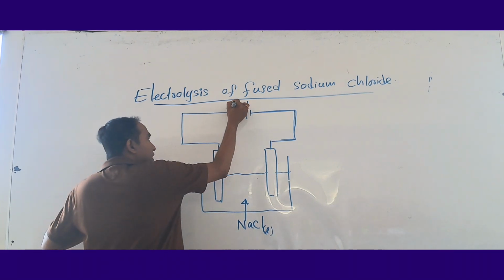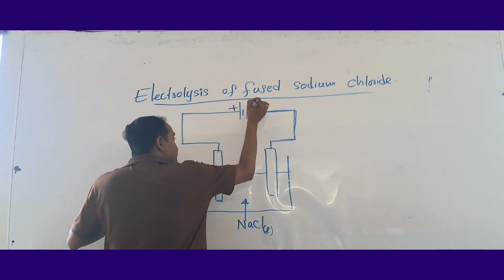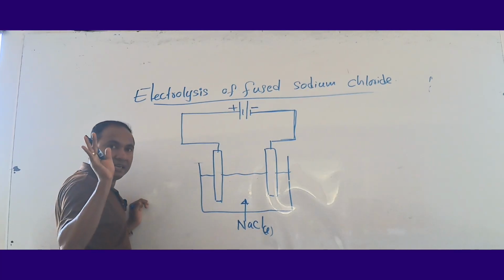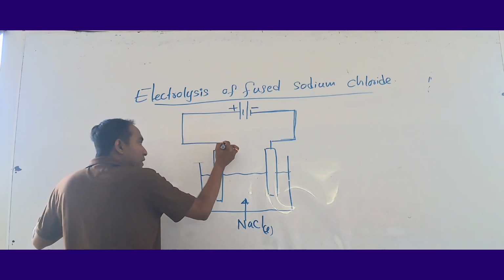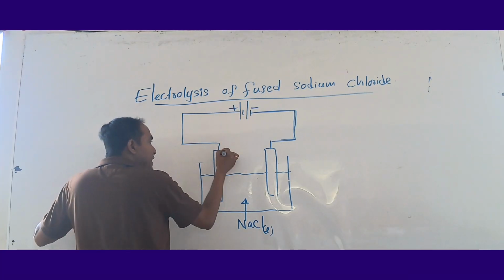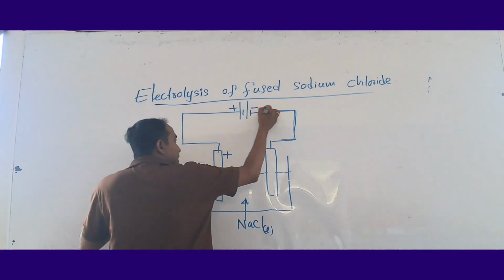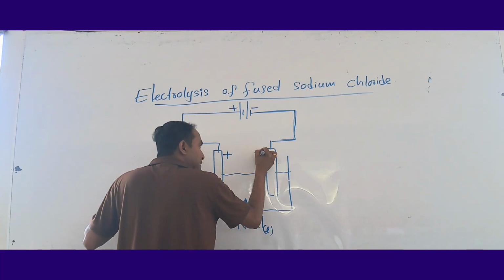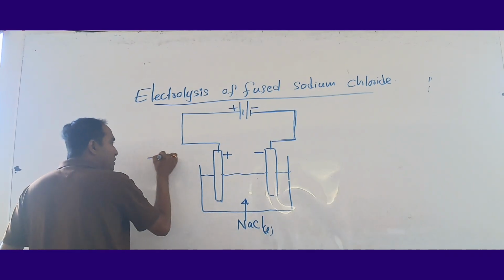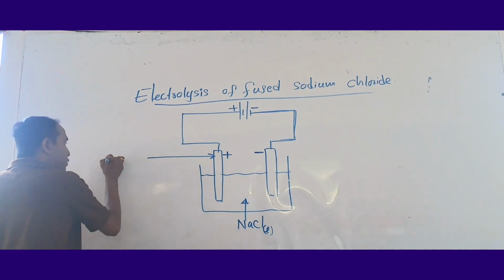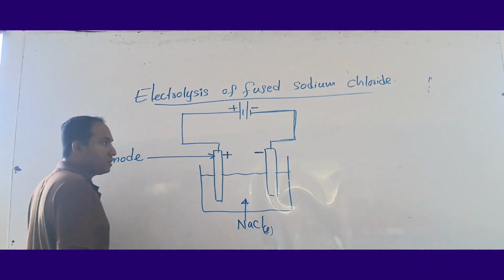This is the positive terminal of the external electricity supply. This is the negative terminal of the external electricity supply. The electrode connected to the positive terminal is known as the positive electrode. The electrode connected to the negative terminal is the negative electrode. What is the name used for the positive electrode? Positive electrode is the anode.